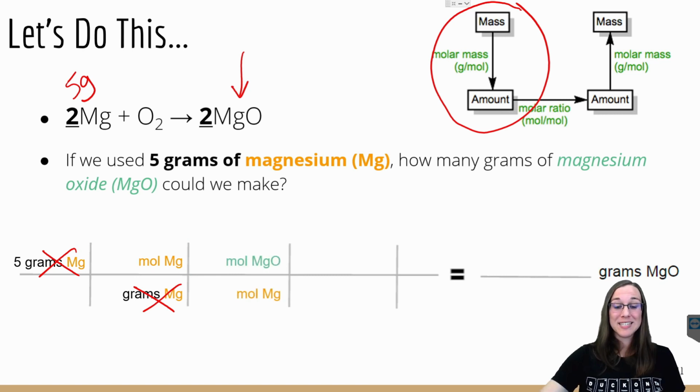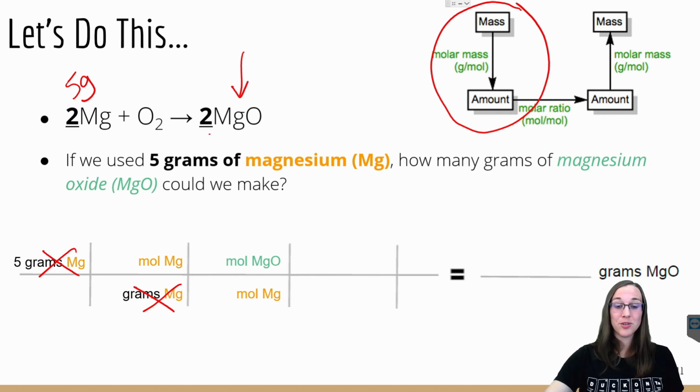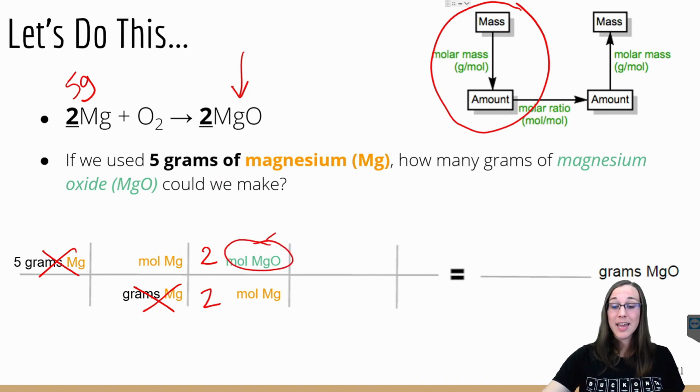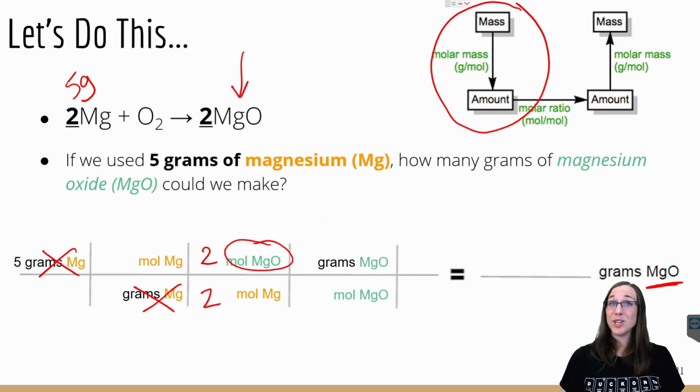So herein is my mole ratio. I have moles of MgO over moles of magnesium. Where am I going to find those numbers? The balanced chemical equation, of course. So this is where I would take my 2 from MgO, put it here, and my 2 from Mg, and put it there, our mole ratio. But notice, now I have the right chemical, I have MgO, but I still need to get to grams. So again, anytime I need to go from moles to grams, I'm going to use molar mass. So now I have grams of MgO per mole MgO for my molar mass.